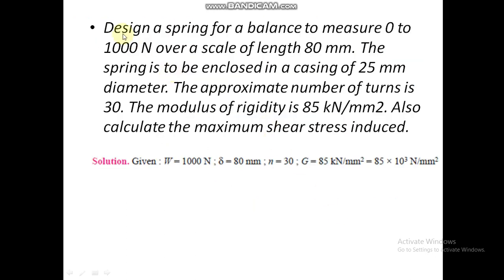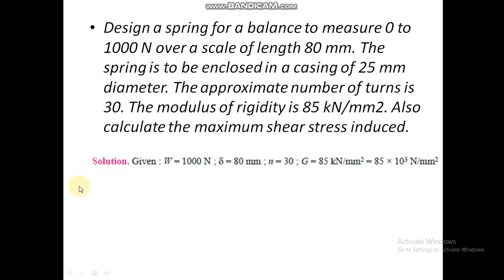Third question: design a spring for a balance to measure 0 to 1000 Newton over a scale of length 80 mm. The spring is to be enclosed in a casing of 25 mm diameter. Approximate number of turns is 30. Modulus of rigidity is 85 kilonewton per square mm. Also calculate the maximum shear stress induced.